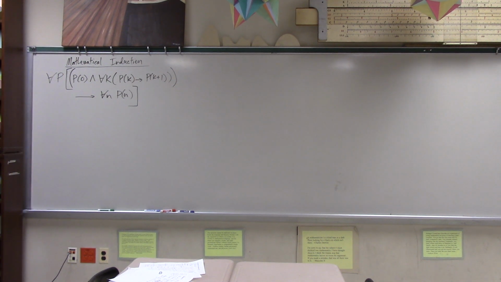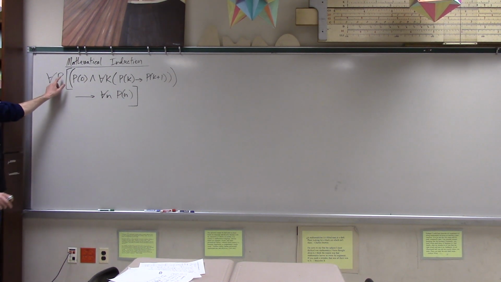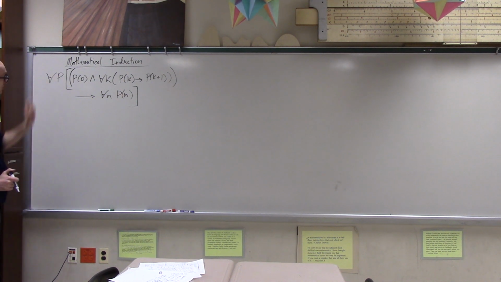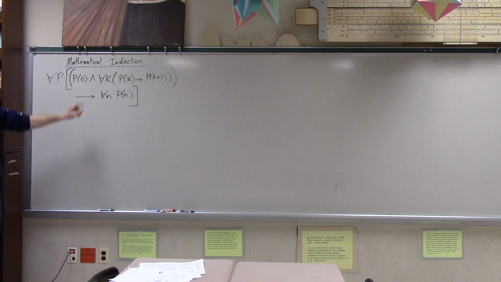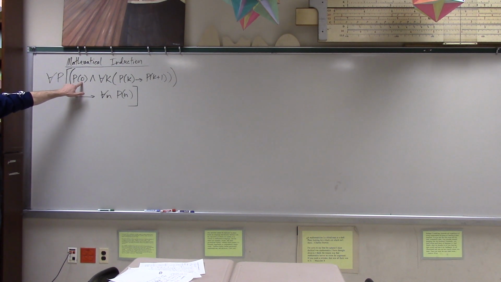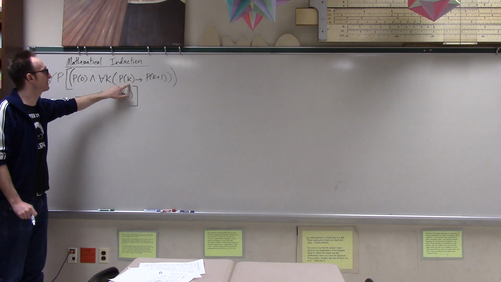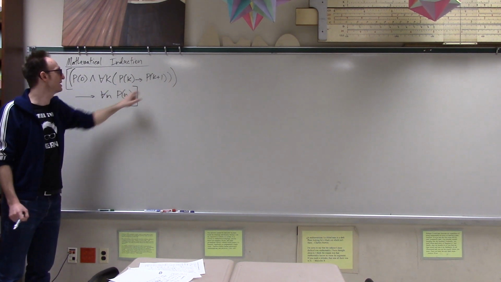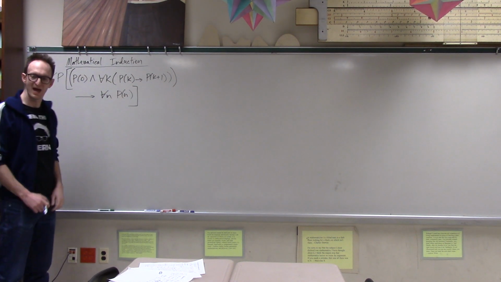So those of you who took logic, okay, we talked about this. We're quantifying over all possible properties that a number could have, or all possible sets or something like that. What this says is, if 0 is one of the numbers that has this property, and if whenever a number has the property, the next number has the property, then all numbers must have this property. And it makes total sense.